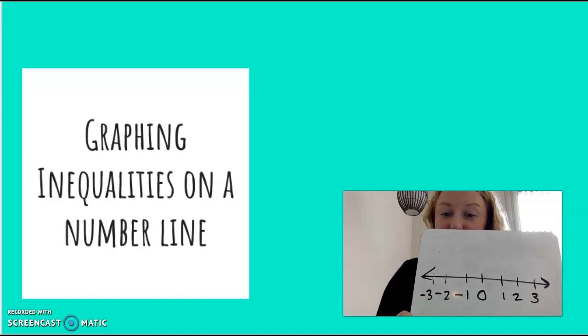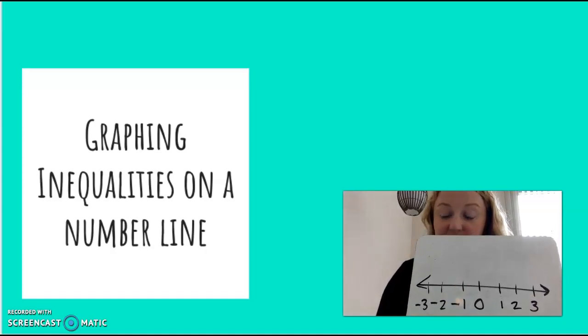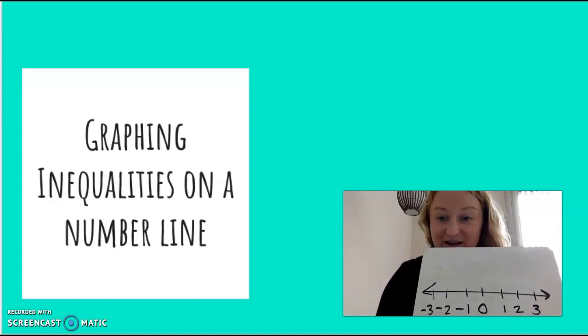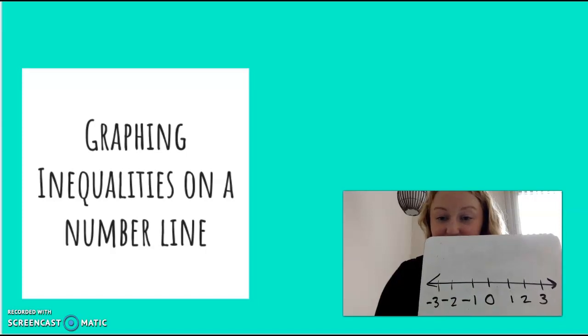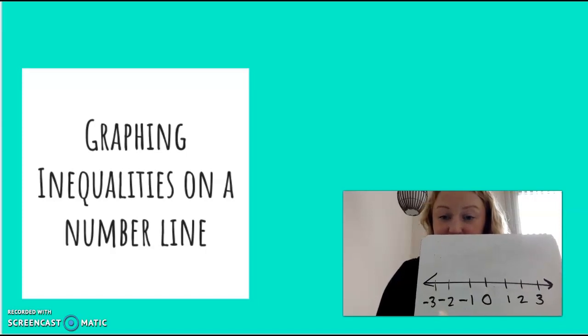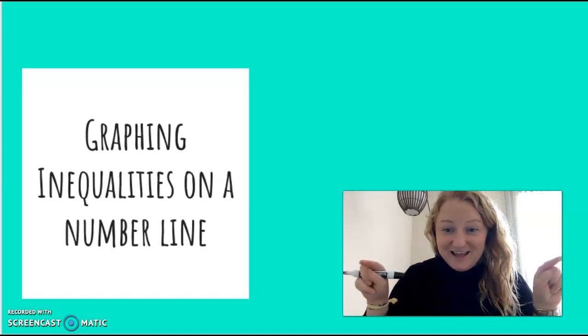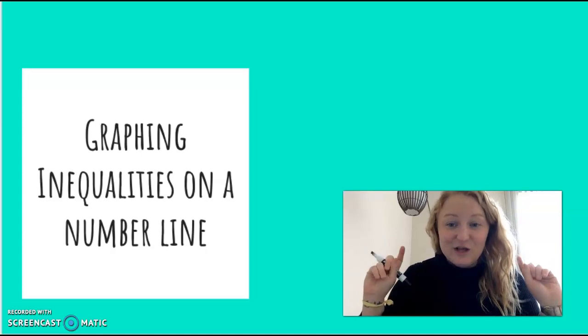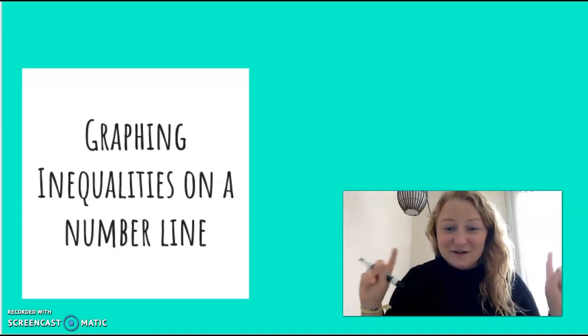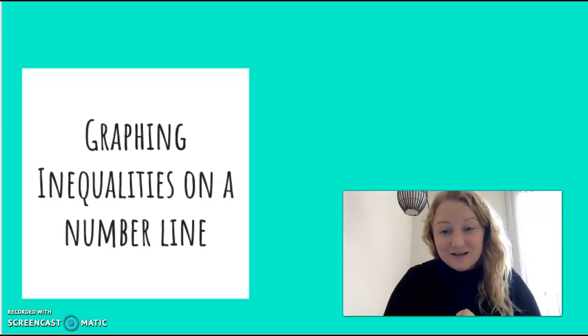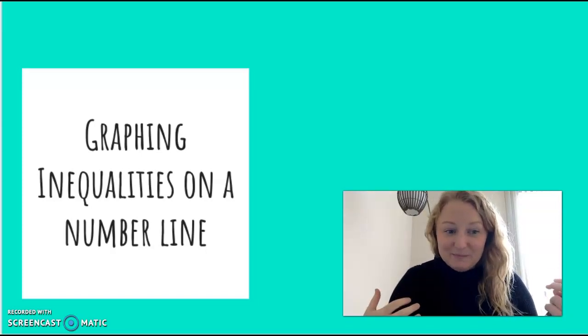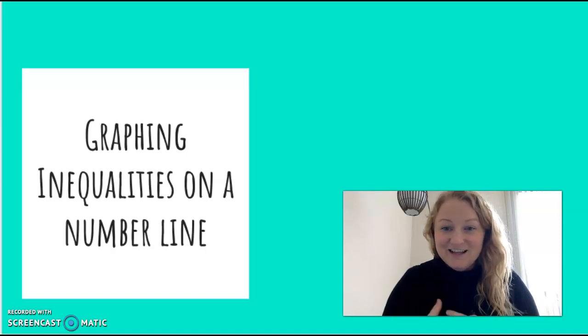So for the foreseeable future, our number lines are going to have integers on them, so positive and negative whole numbers. So here's a little number line. We'll have 0 in the middle, and we have our positive numbers going to the right of 0 and our negative numbers going to the left of 0. Remember, number lines have arrows at the ends, and that's symbolizing that they go on forever and ever in both directions. So we have positive infinity and negative infinity represented on our number line. So today we're going to look at how do we put an inequality onto a number line.